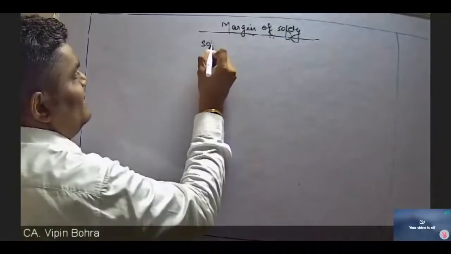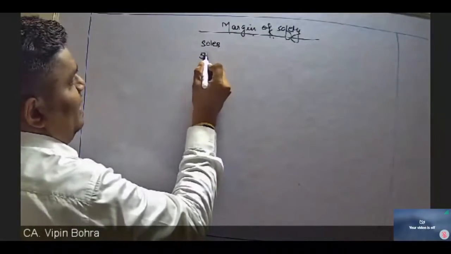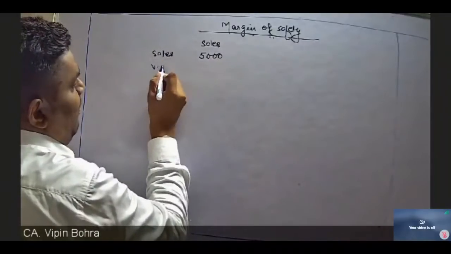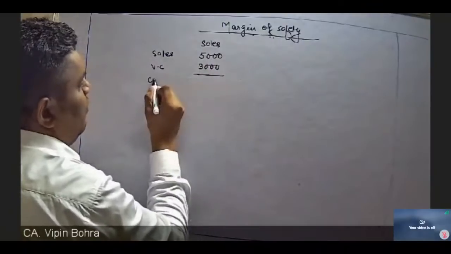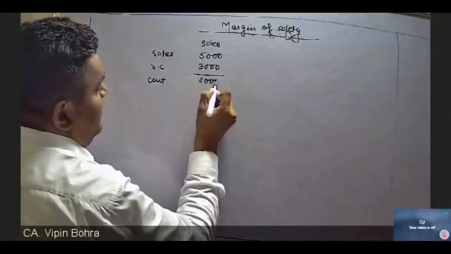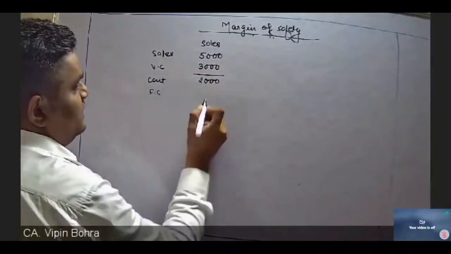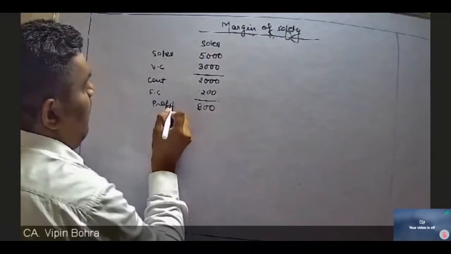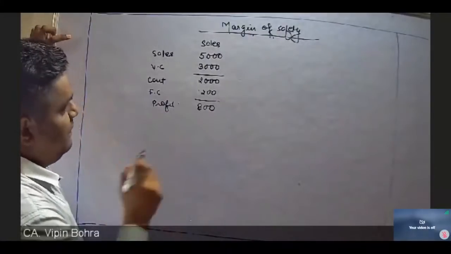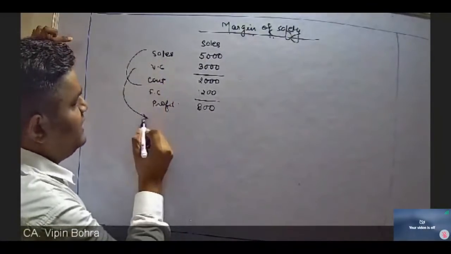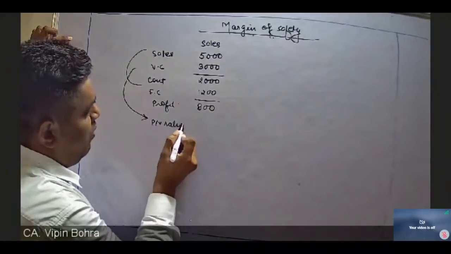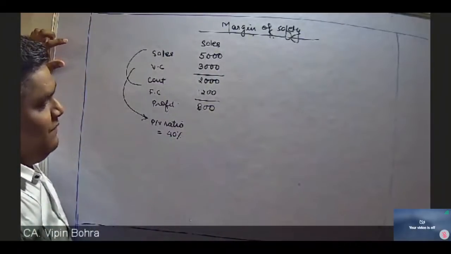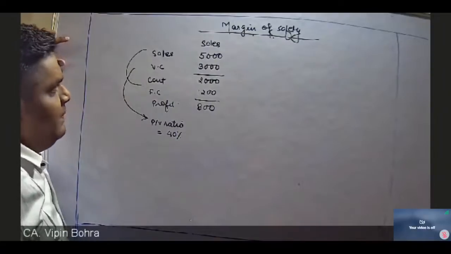Suppose my sales is say 5,000. My variable cost is say 3,000. My contribution is say 2,000. My fixed cost is say 1,200. My profit is say 800. Now, the relationship between contribution and sales, we call it PV ratio. Yes, 40%. Now, suppose I want to calculate break-even sales, the break-even sales is 3,000.